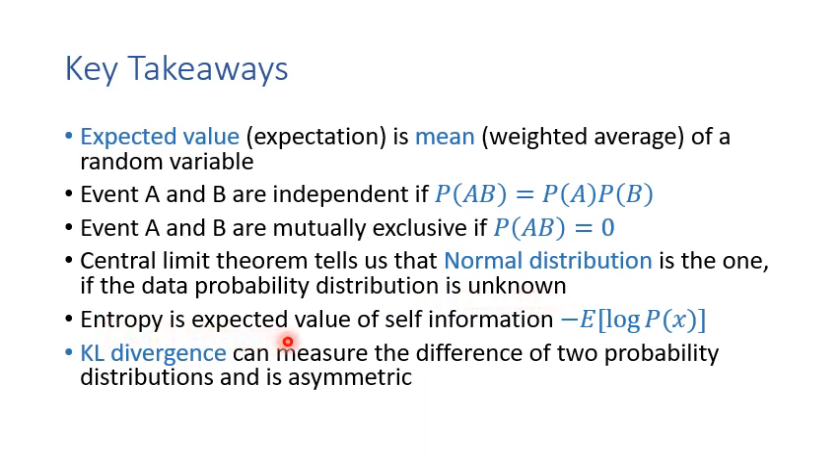Entropy is the expected value of self-information. It's actually the minus expected value of log P of X. KL divergence can measure the difference of two probability distributions, and it is asymmetric.